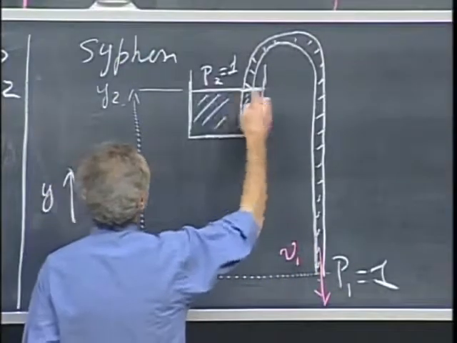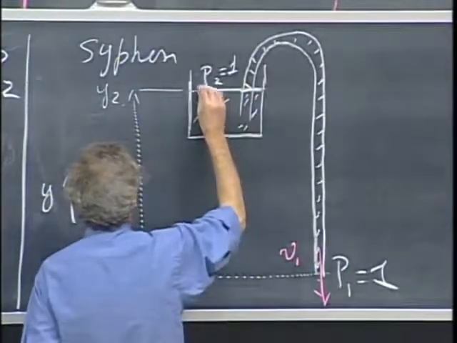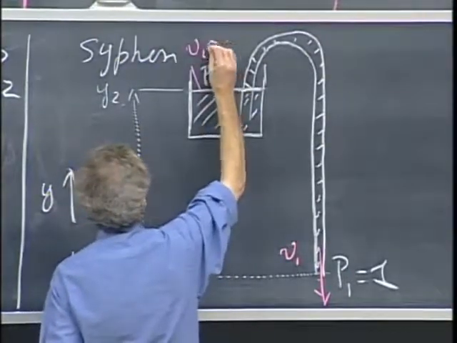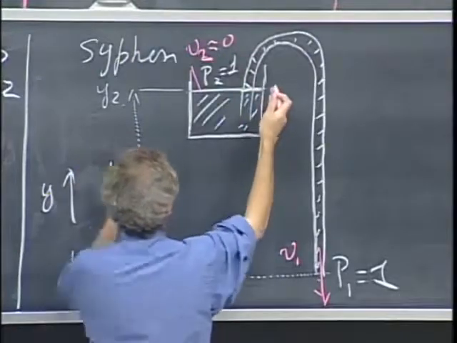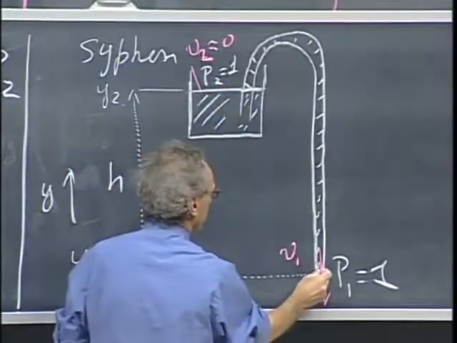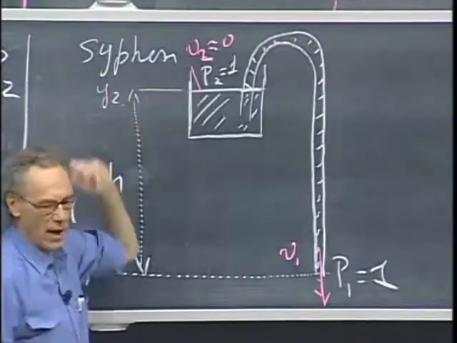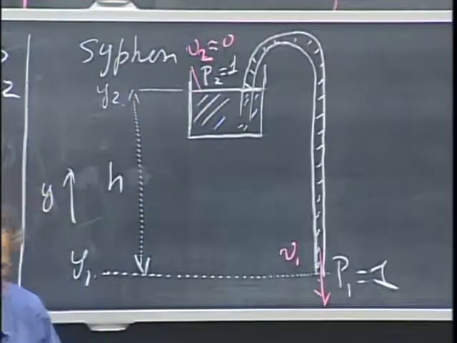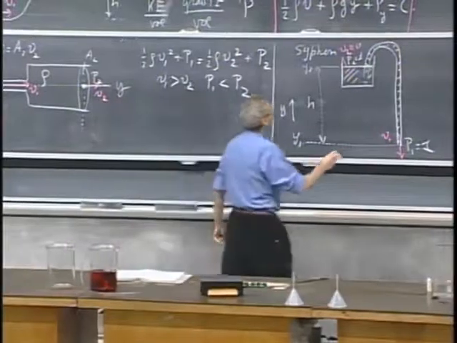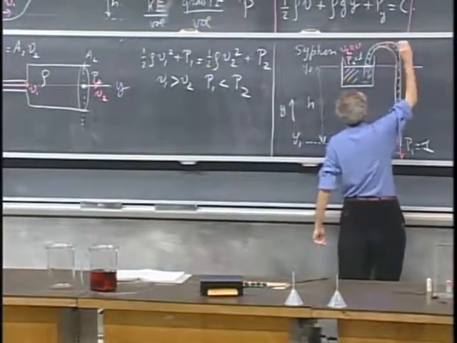The water will stream down into this here, and the velocity here is approximately 0, because this area is so much larger than this cross-sectional area that, to a good approximation, this water is going down extremely slowly. Let's call this height difference D.